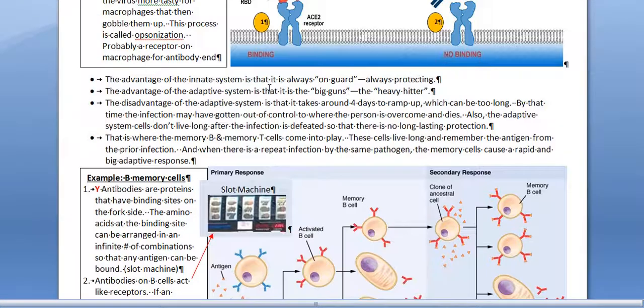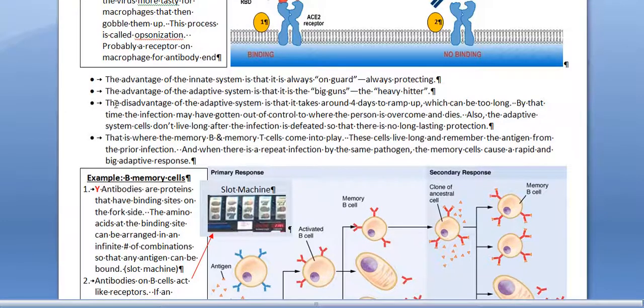Okay, let's see here. So advantages of the innate system is that it's always on guard. It's always protecting. It's always turned on. Right? We talked about your skin, acid in your stomach, natural killer cells, and macrophages, and there's a bunch of others. All right, advantage of the adaptive system is that it's the big guns, it's the heavy hitter, it's the cavalry coming to the rescue.